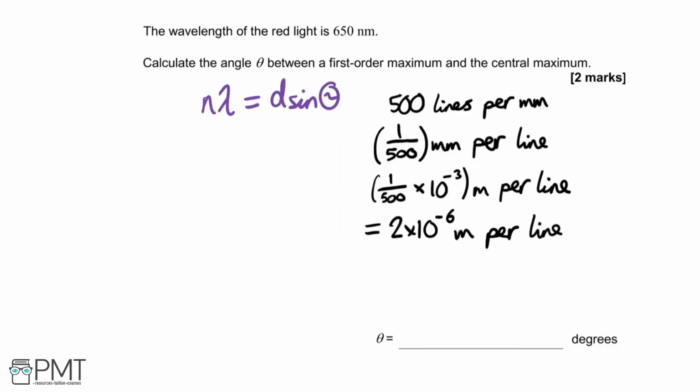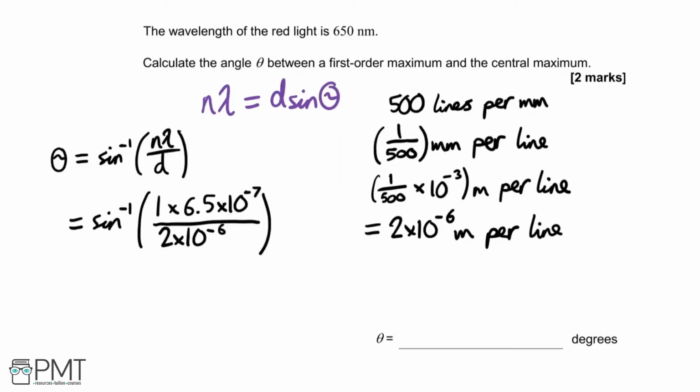Now let's rearrange that equation to make theta the subject and then substitute in our values. So just bear in mind there that the value of n is going to be 1 because it's the first order maximum, and that we've converted our wavelength into meters, so 6.5 times 10 to the -7 meters rather than 650 nanometers. Remember, we want to work in SI units, and that gives us 19 degrees.